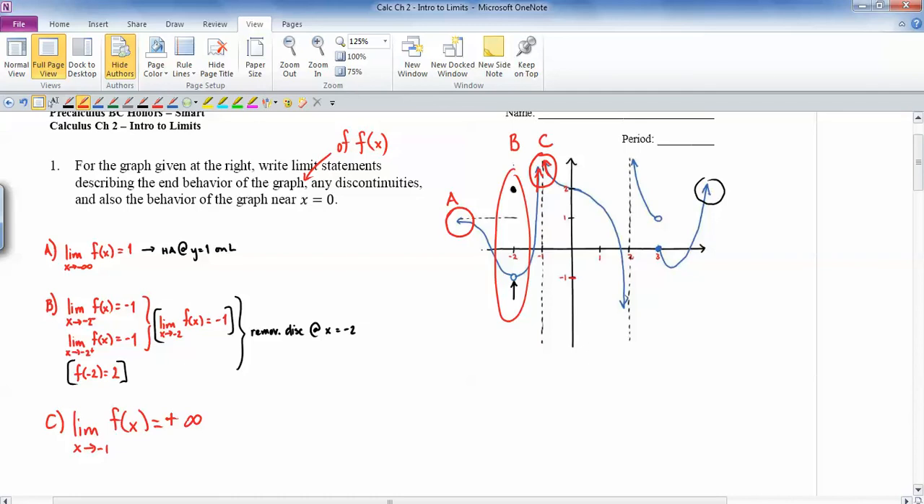Okay, let's take a look at this region here.